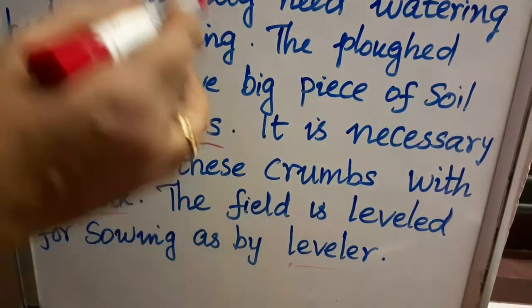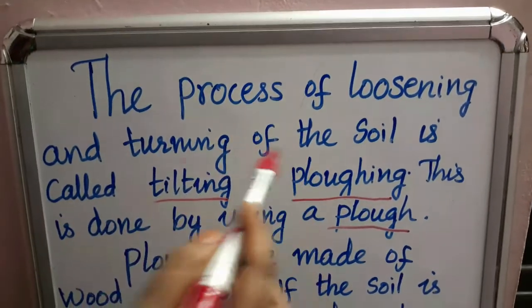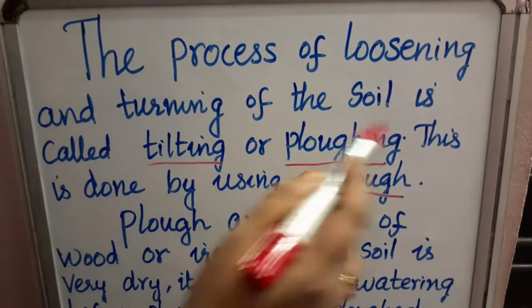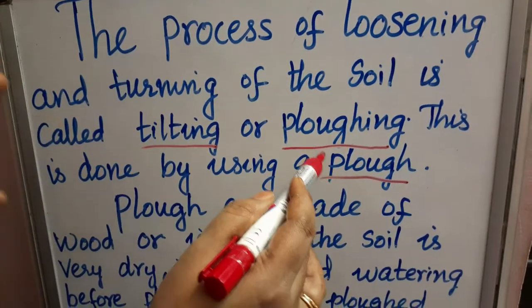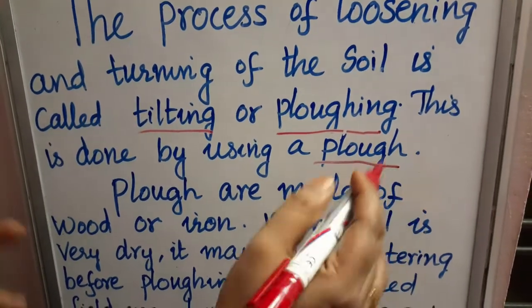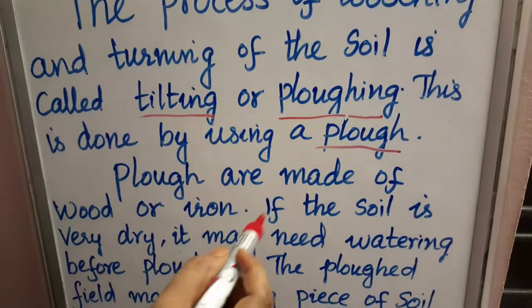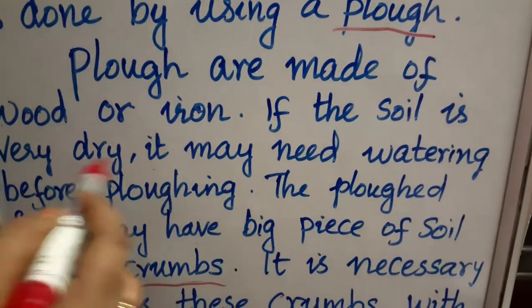Once again, the process of loosening and turning of soil is known as tilling or plowing. This is done by using a machine known as the plow. The plow is made of wood or iron. If the soil is very dry, it may need watering before plowing.